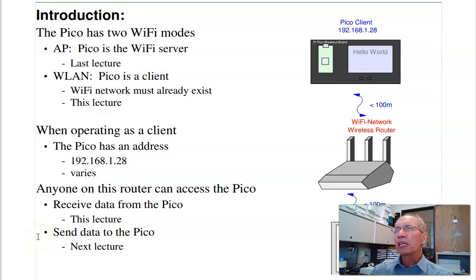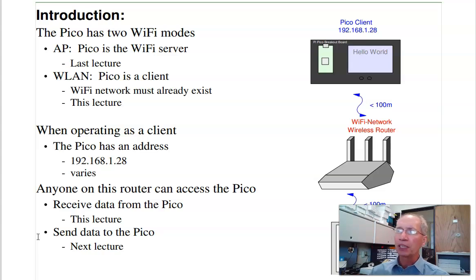The Pico actually has two Wi-Fi modes. In AP mode, the Pico is the Wi-Fi server. So if you're out in the country, there is no internet access, that's okay. Everything is going to the local network created by the Pi Pico. That gives you a range of about 50 feet or so.